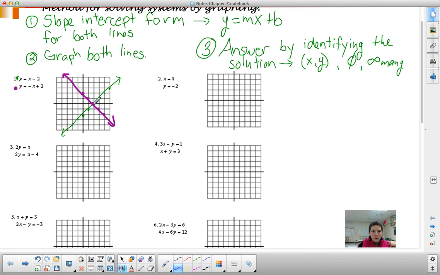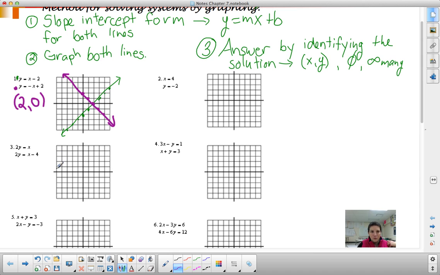To answer this problem, I need to read this point. Where is this point? We're always going to give it as an ordered pair. In this case, the ordered pair is 2, 0, its coordinate pair. And that's all it takes.